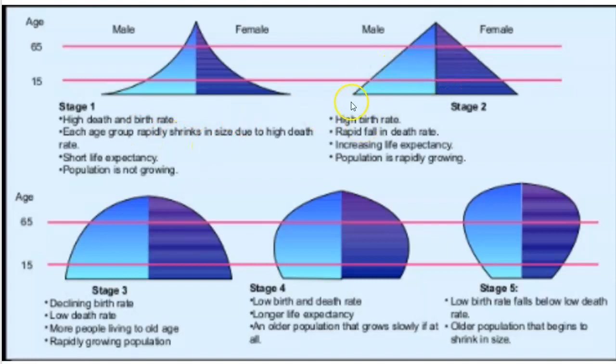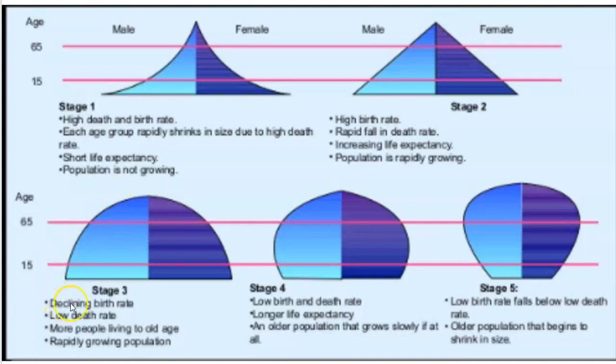So where you see a much larger base, you see a high birth rate, and odds are you don't see a very developed nation because you do not see proportional populations of older people to that of younger people. So you've got a high birth rate, a rapid fall in the death rate, increasing life expectancy, and the population is rapidly growing.